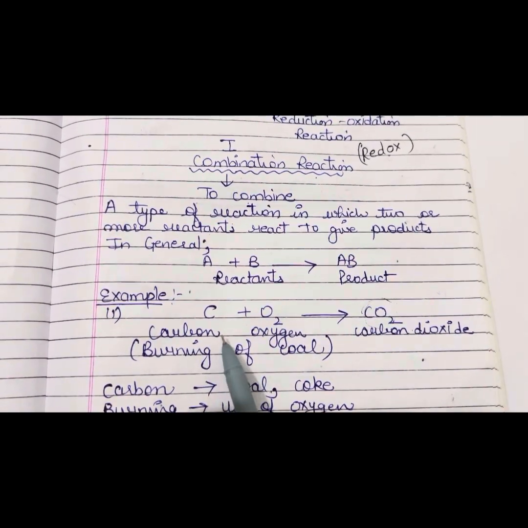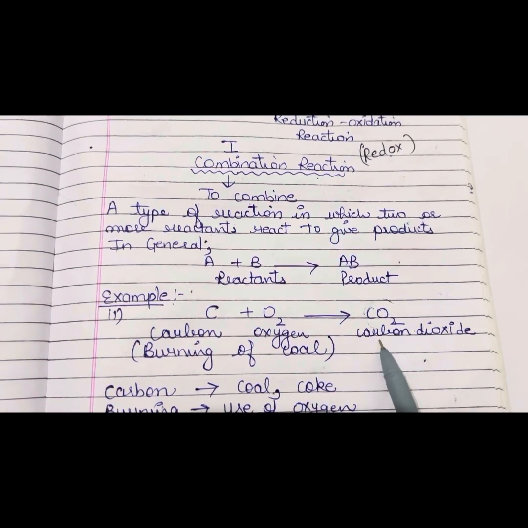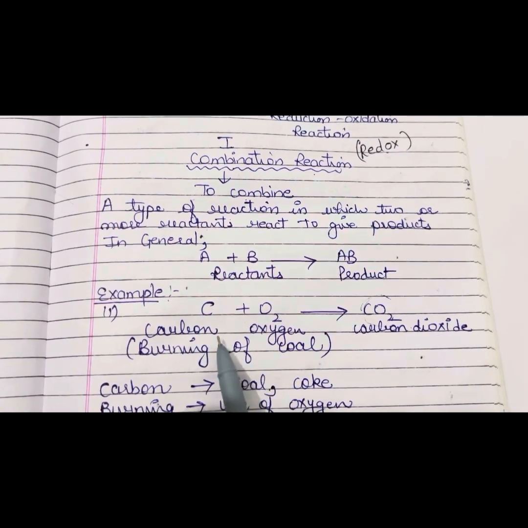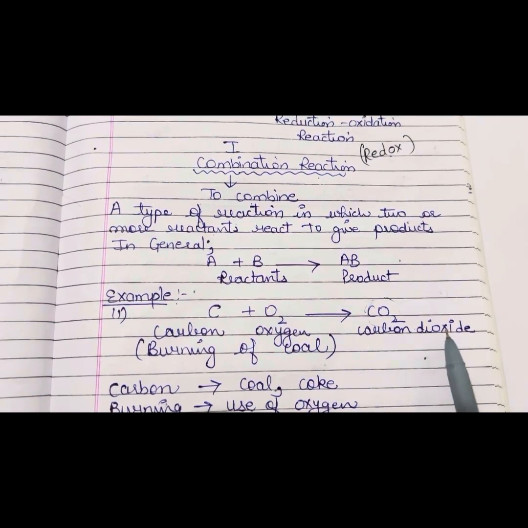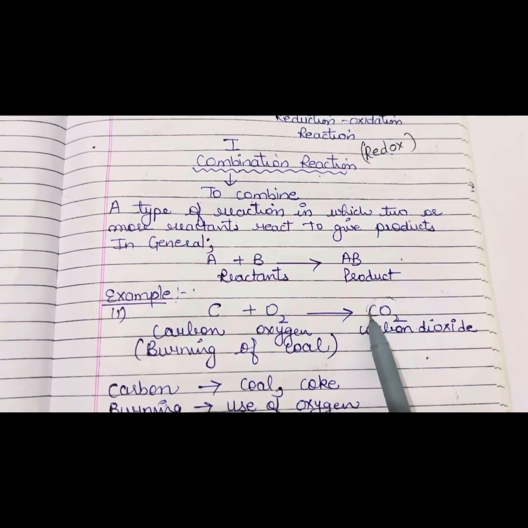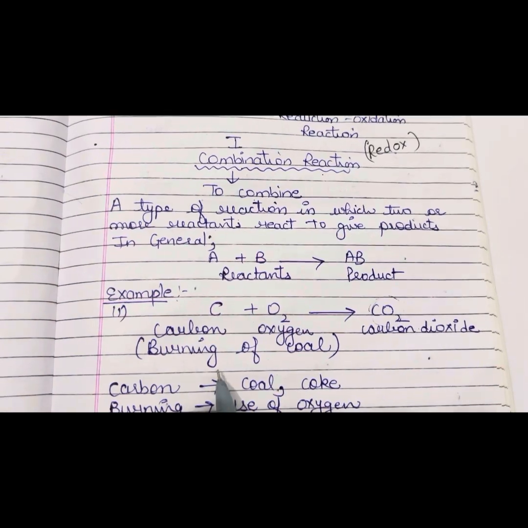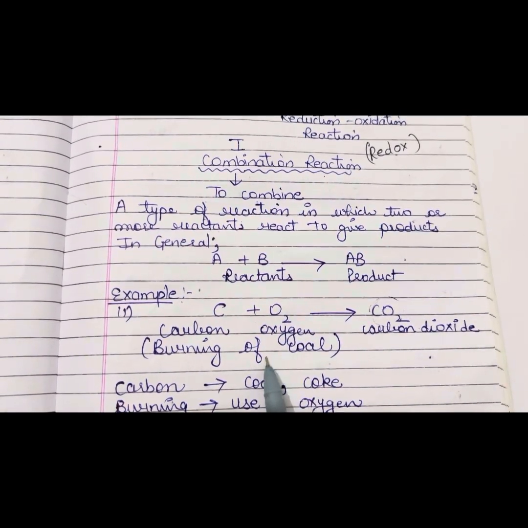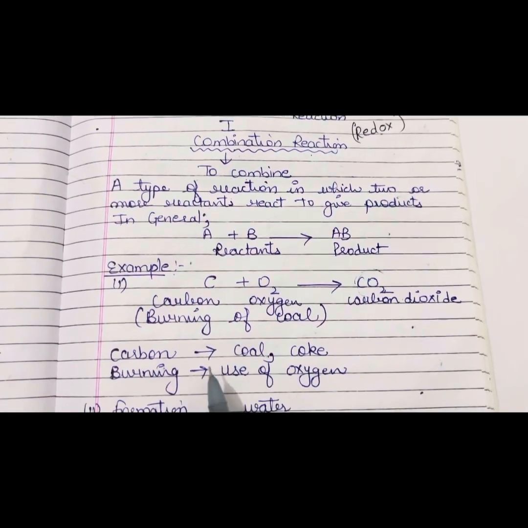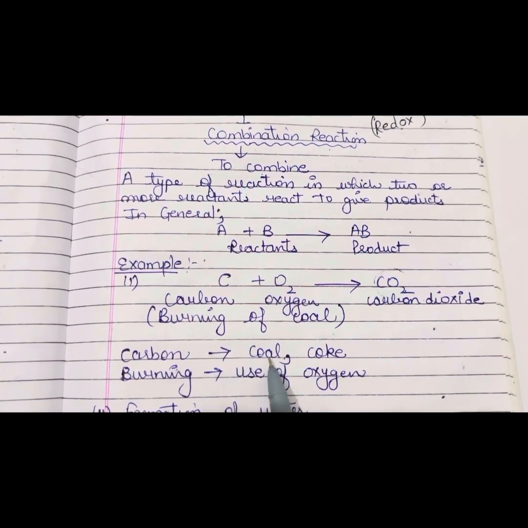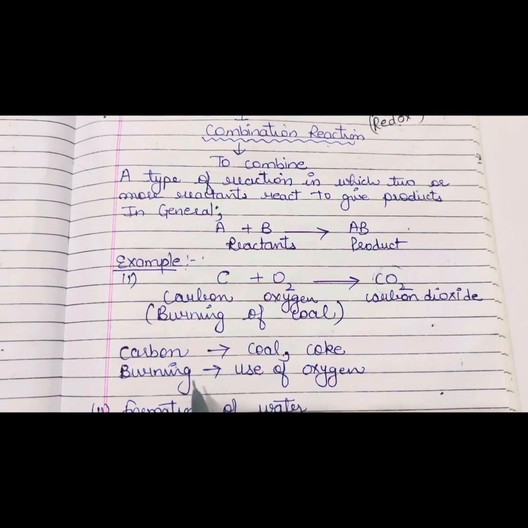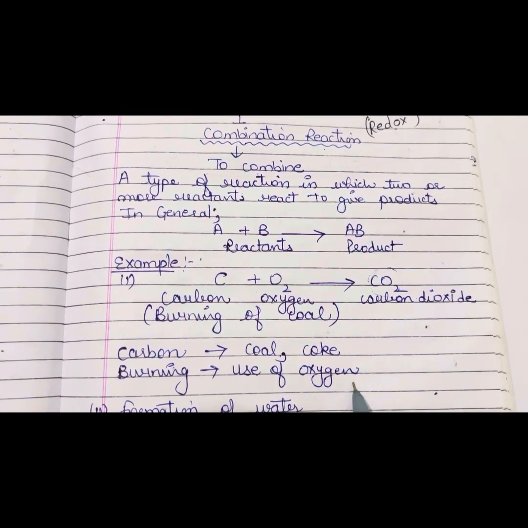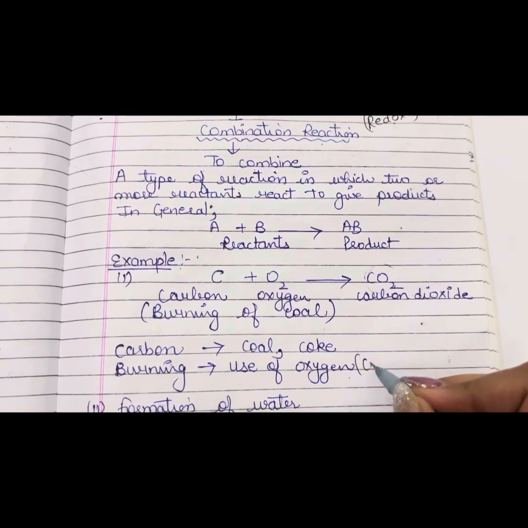So when carbon reacts with oxygen, it gives carbon dioxide. That means carbon combines with oxygen and forms carbon dioxide, having formula CO2. So this type of reaction is known as burning of coal. Carbon has various forms, you can use it as coke, coal, etc. Burning means wherever we are using oxygen, or you can say this is combustion.